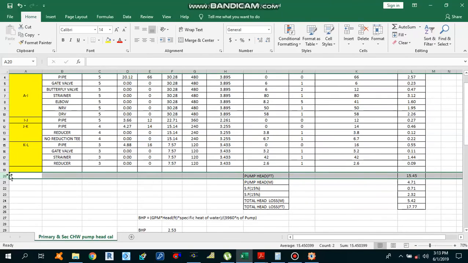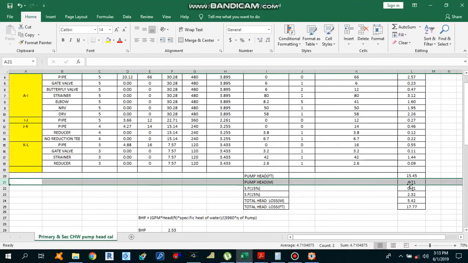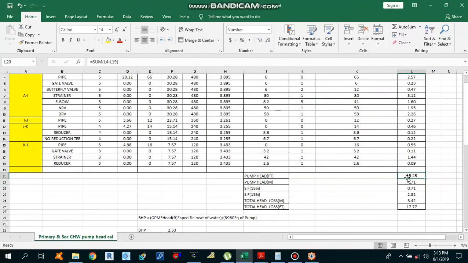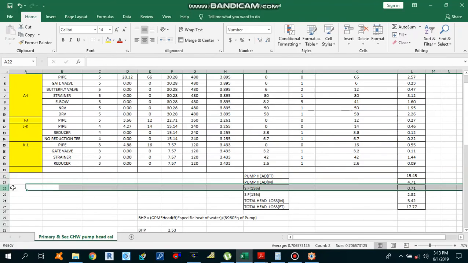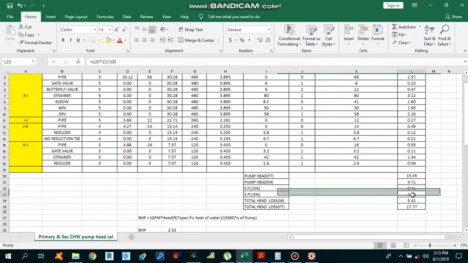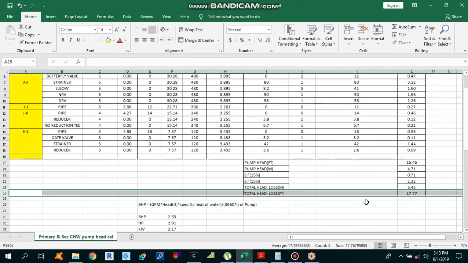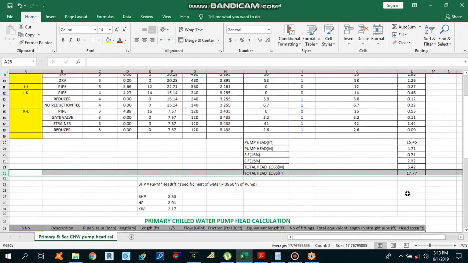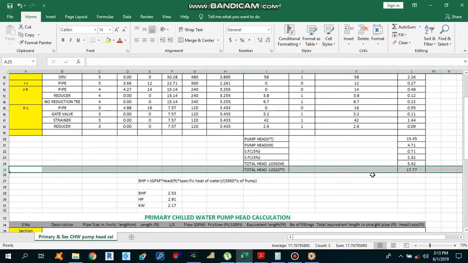If you want to convert this into meter, you can use a conversion rate. So 15.45 feet is the head loss, and we need to add some safety factor. We will add 15% safety factor, and the head loss from adding this 15% safety factor is 2.32 feet. So total head loss in feet is 17.77 feet. So secondary chilled water pump head loss is 17.77 feet.